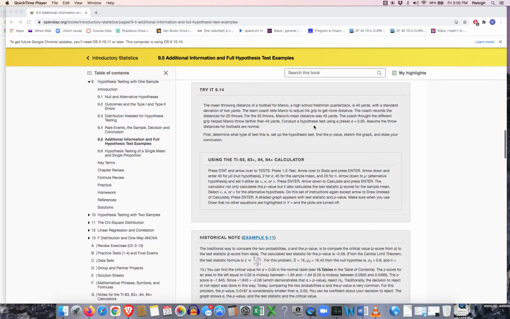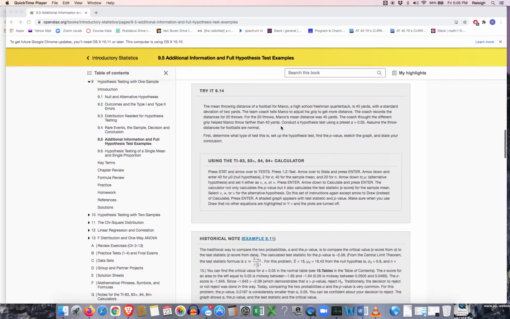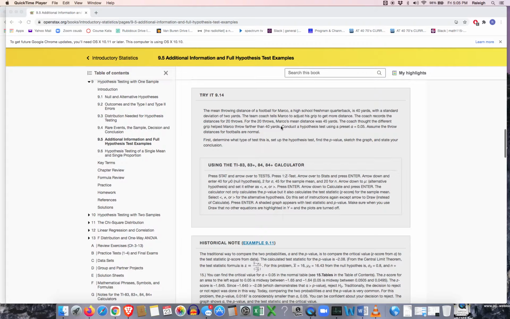The mean throwing distance of a football for Marco, a high school freshman quarterback, is 40 yards. Standard deviation, 2 yards. The team coach tells Marco to adjust his grip to get more distance. The coach records the distance for 20 throws, and for those throws, his mean distance was 45 yards. The coach thought the different grip helped Marco throw farther than 40 yards. So conduct a hypothesis test, and alpha 0.05, the usual.